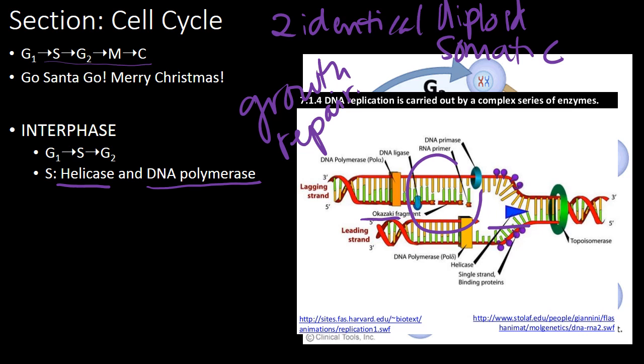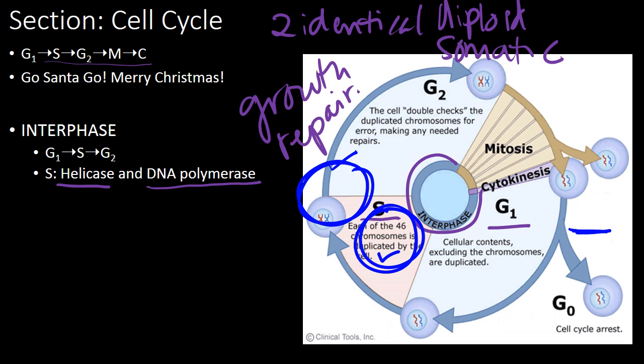So if you notice in this picture right here, I've got 1 double helix forming, a 2nd double helix forming, and it came from this one original. So this double helix right here will go into one daughter cell, this one will go into the other daughter cell. So they both have identical copies of DNA.